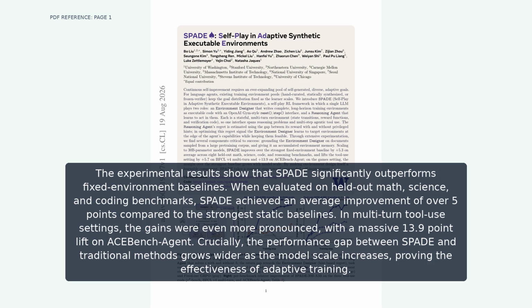The experimental results show that SPADE significantly outperforms fixed environment baselines. When evaluated on held-out math, science, and coding benchmarks, SPADE achieved an average improvement of over 5 points compared to the strongest static baselines. In multi-turn tool-use settings, the gains were even more pronounced, with a massive 13.9-point lift on AC Bench Agent. Crucially, the performance gap between SPADE and traditional methods grows wider as the model scale increases, proving the effectiveness of adaptive training.